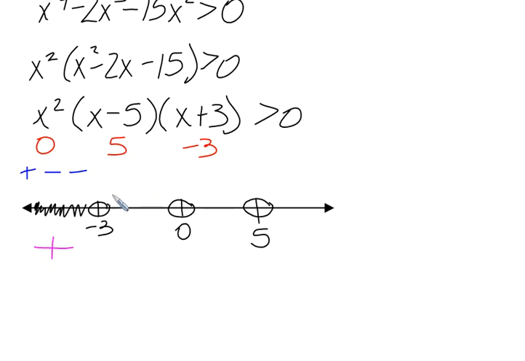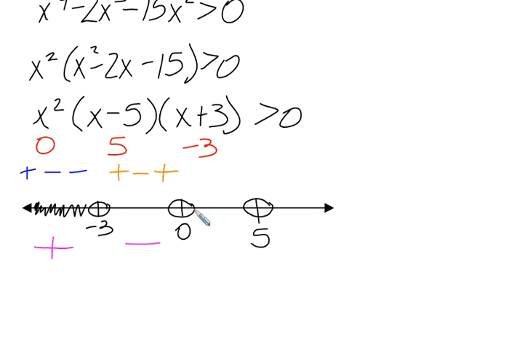Next, let's take x equals negative 2, for example. Plug in x equals negative 2, x squared is positive. Negative 2 minus 5 will be a negative number, and negative 2 plus 3 will be a positive number. All considered, in this second region, a negative times a positive is negative. It would not be greater than 0, and that region does not work.